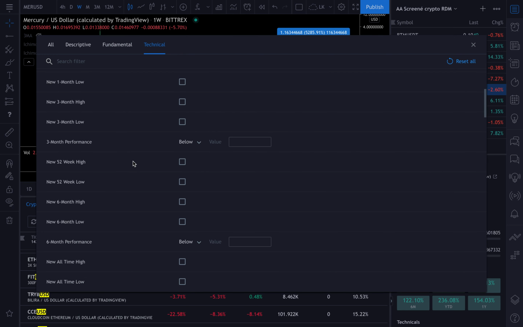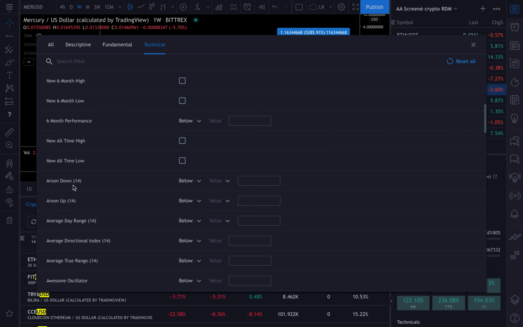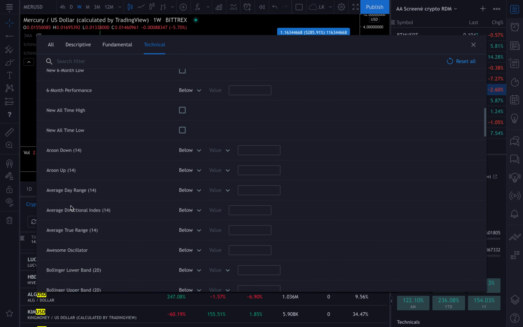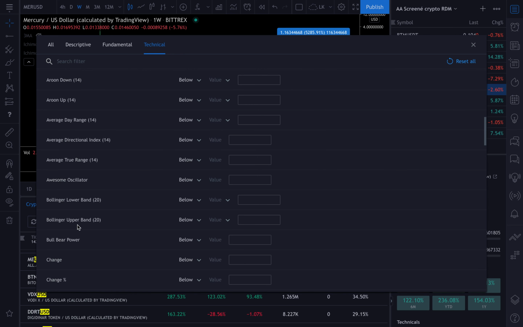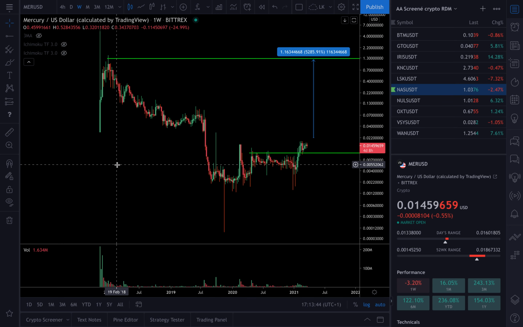New 1 month high if you're doing momentum investing. New all-time low if you like knife catching. Around down, don't know what that is. ADR, average day range, average directional index, average true range. You can screen according to the Bollinger Bands. I don't know. There are so many possibilities. I am not the smartest guy in screeners, but I had to think myself about my strategy and my screener because there was nothing teaching me about it. So if you want to program your screener, you need your strategy.